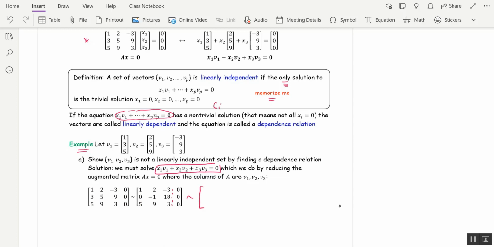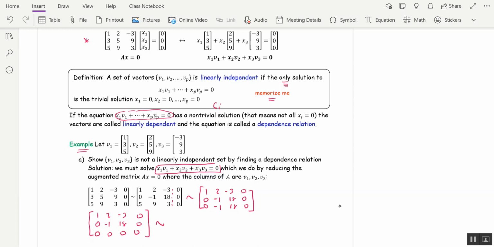The next step here would be to take this 1 and kill off the 5. So I'm going to leave the top row alone, leave the second row alone. I'm going to take the top row, multiply by -5 and add it to the last row, and that'll give me -1 and then 18 and then 0. And then I can use the second row to kill the third row completely: multiply the second row by -1 and add it to the third row, and that gives me 1, 2, -3, 0, 0, 1, -18, 0, and then all zeros on the bottom.